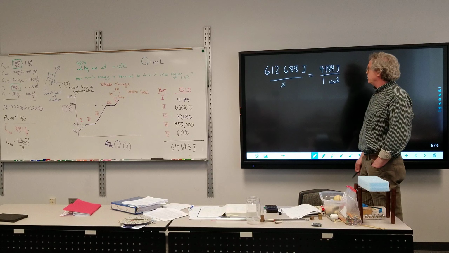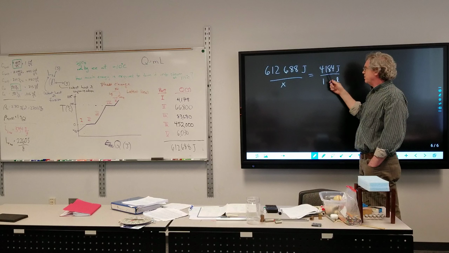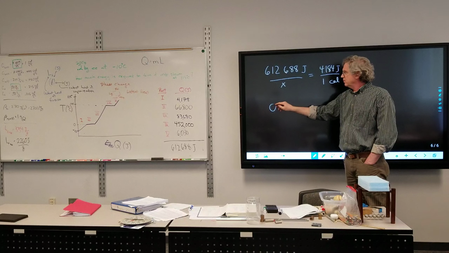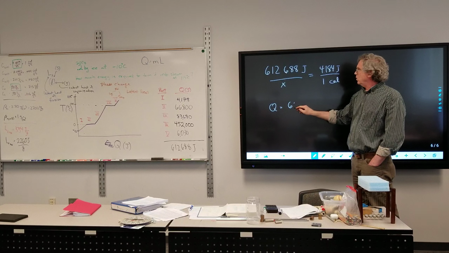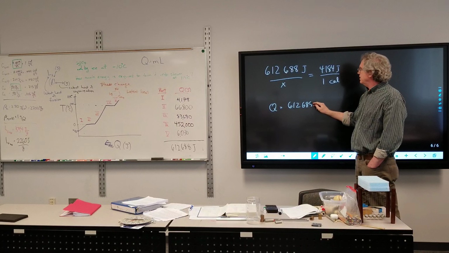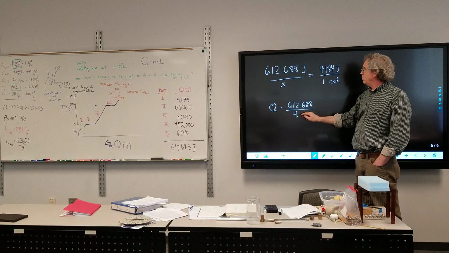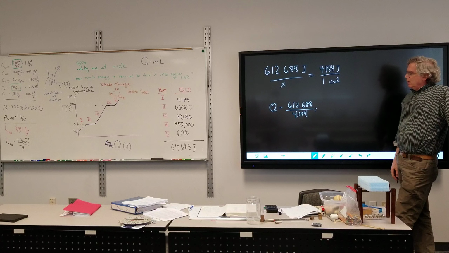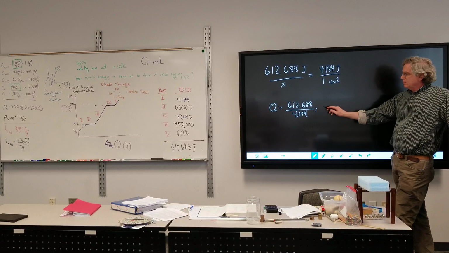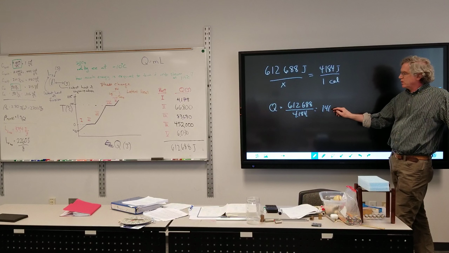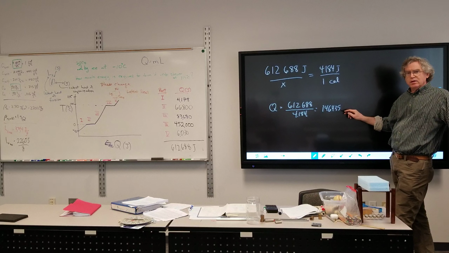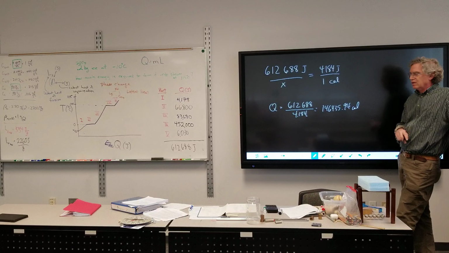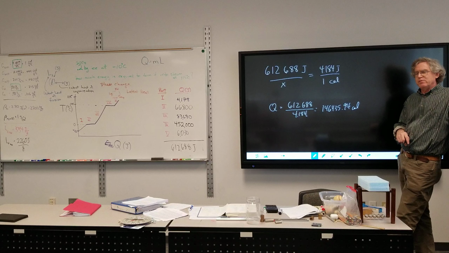I've got two fractions equal to each other, so I multiply the diagonal I know, divide by what I have left over. And so the amount of energy is going to be 612,688 divided by 4.184, which is 146,439.5 calories. How many food calories is that?